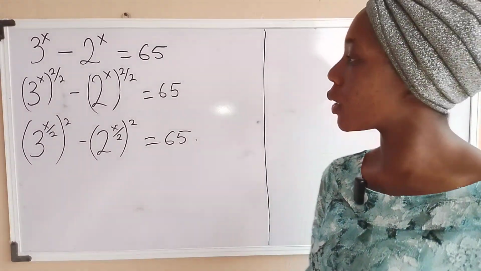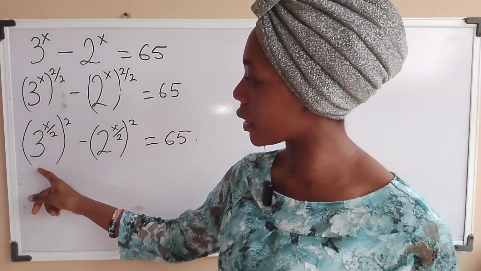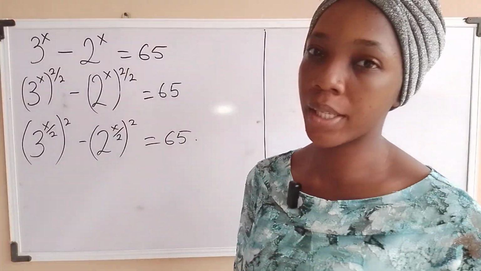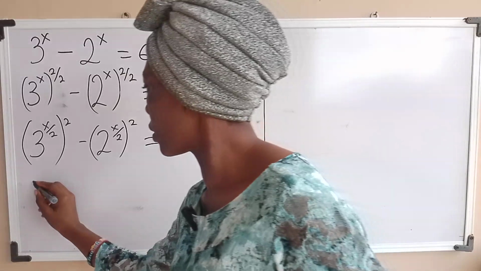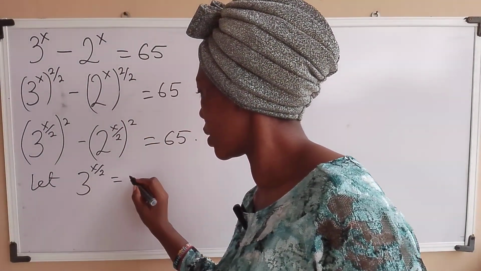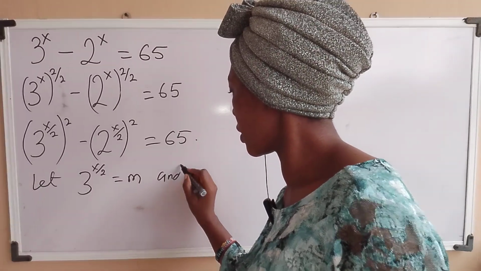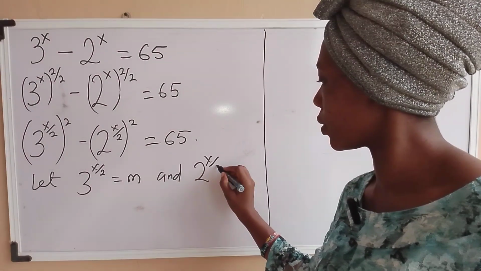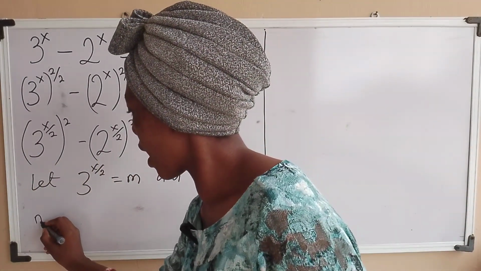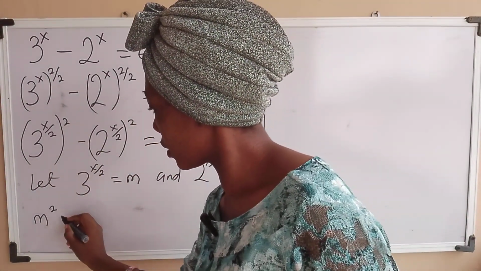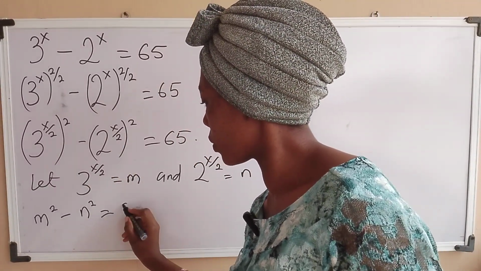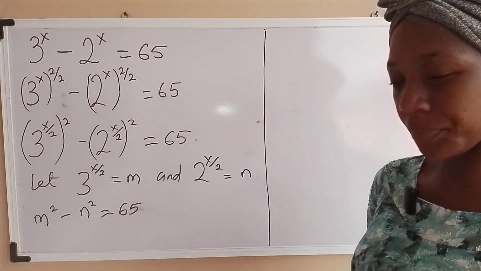Now at this point, we're going to say, let 3 to the power of x over 2 be a letter, and let 2 to the power of x over 2 be another letter. So let's do that. Let 3 to the power of x over 2 be m, and 2 to the power of x over 2 be letter n. So we'll have it now as m squared minus n squared equals 65.